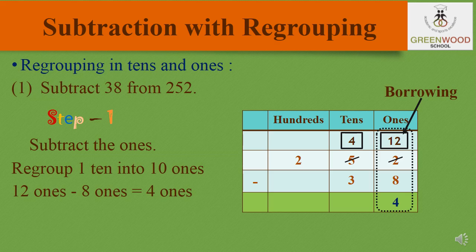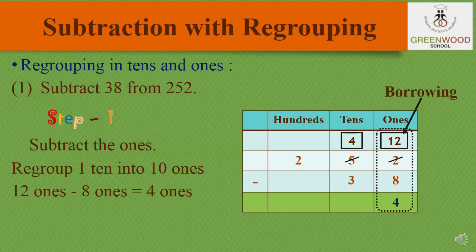First category, regrouping in tens and ones: we will borrow a number from tens to subtract. So that is known as regrouping in tens and ones. Let's see an example. Subtract 38 from 252. First write the number 252 and then write 38. Now as usual, step 1 is to subtract the ones, that is 2 minus 8.